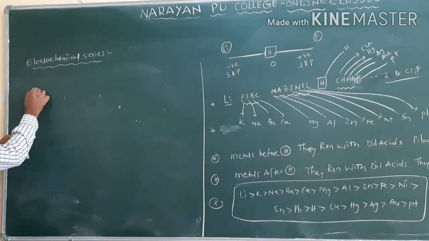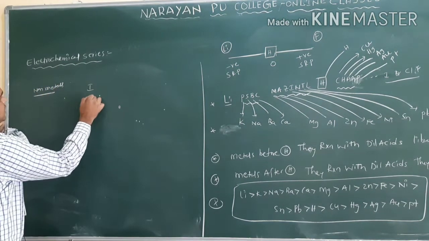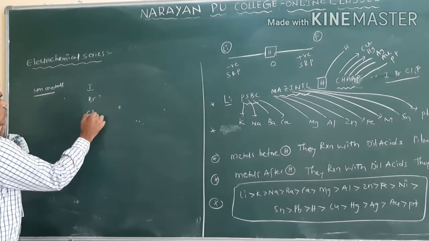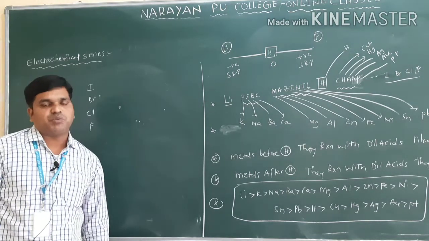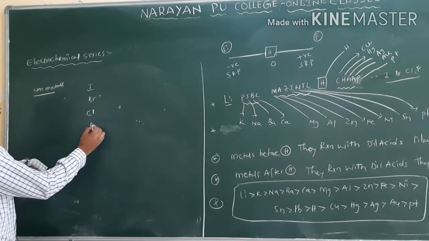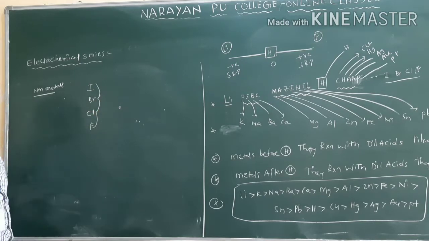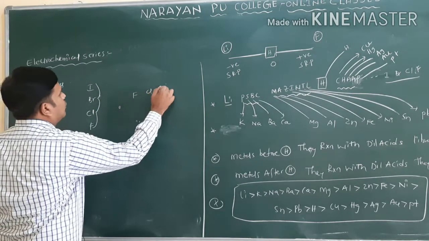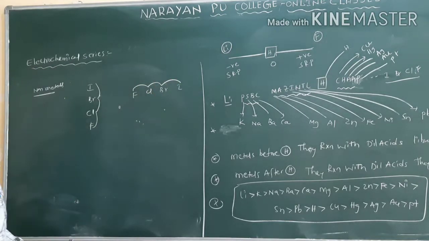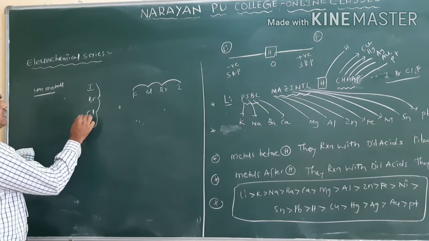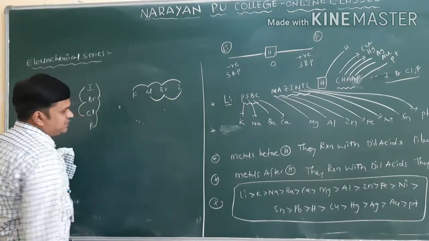Now we'll see particularly the case of the non-metals only. So here, what non-metals do we have? Iodine is there, bromine is there, chlorine is there, and fluorine is there. Generally, fluorine having the highest reduction potential value, fluorine displaces chlorine, fluorine displaces bromine, and bromine displaces iodine only. Or you can write here fluorine, chlorine, bromine, iodine: fluorine displaces chlorine, bromine and iodine only. Come to this one, chlorine. Chlorine displaces bromine and displaces iodine only. Chlorine displaces bromine and bromine displaces iodine.